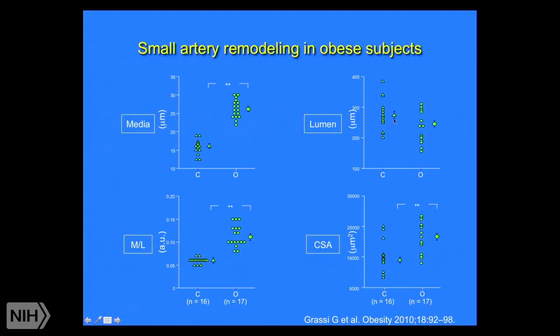There was just a tendency to a smaller lumen, but media to lumen ratio was significantly increased and cross-sectional area was also increased. So these individuals present a hypertrophic remodeling mechanism, perhaps increased growth factors associated with the process of obesity.